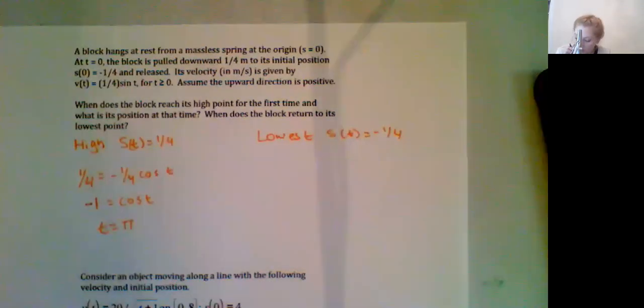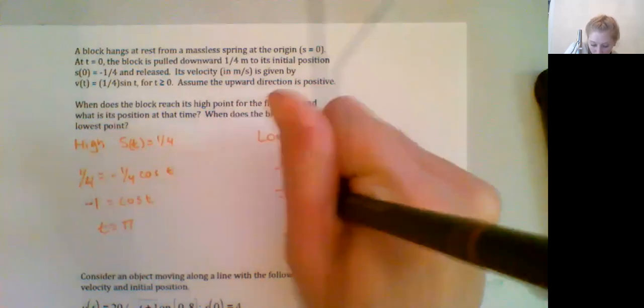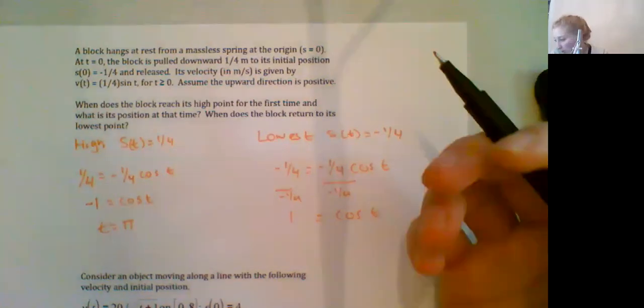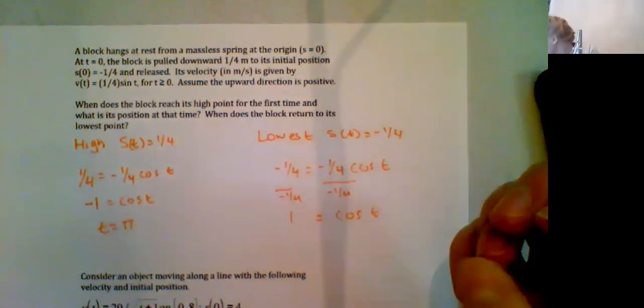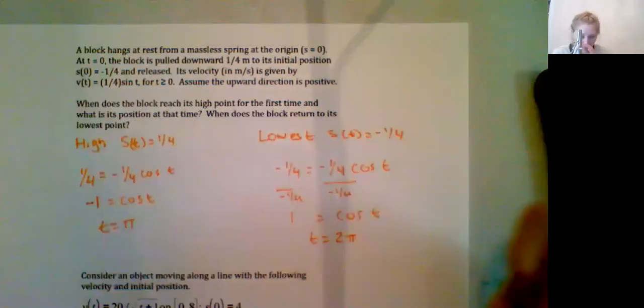Now the lowest point, it does start out at negative 1/4, but we want to figure out when it returns to negative 1/4. So in this case, I'm going to set it up the same way, except this time it's equal to negative 1/4. So we again are dividing. I'm getting a positive 1. So where is cosine equal to positive 1 and not 0? But we want what happens after that, and the answer is 2 pi.